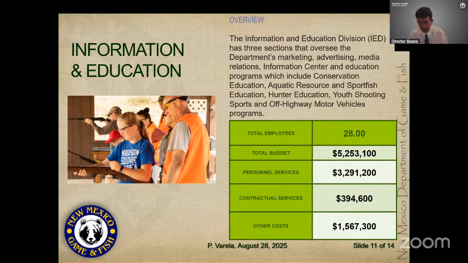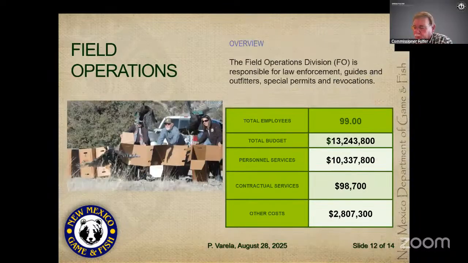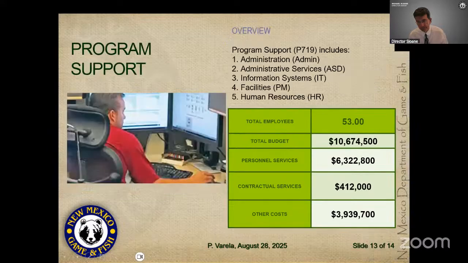Okay. Slide 12, field operations, I guess. So somewhere around 75 of those 99 are actual in the field officers, and the remaining ones are more administrative. You know, the colonel, the major, the captains, that kind of stuff. Great, okay. I guess there was one more, program support. Yep. Okay, thank you. That's all I have this time. You're welcome.